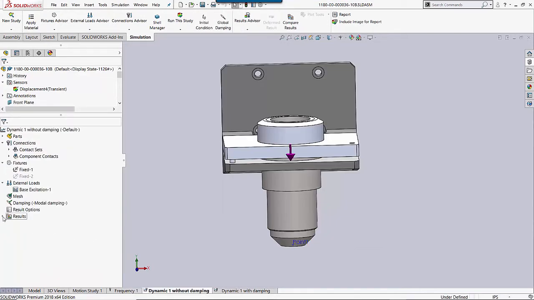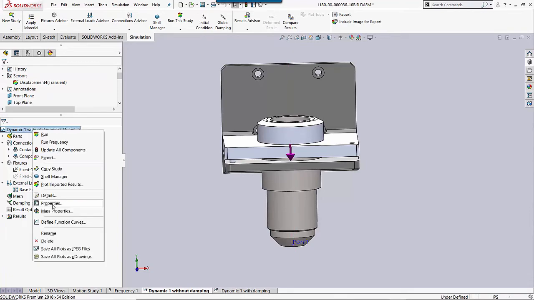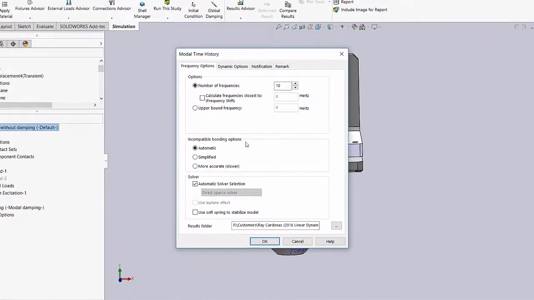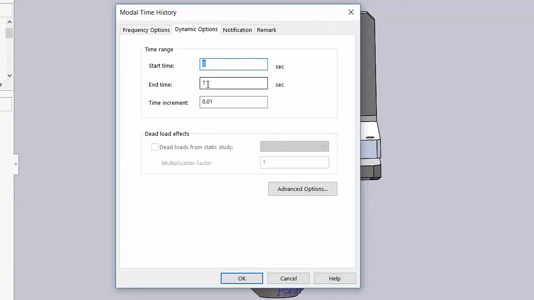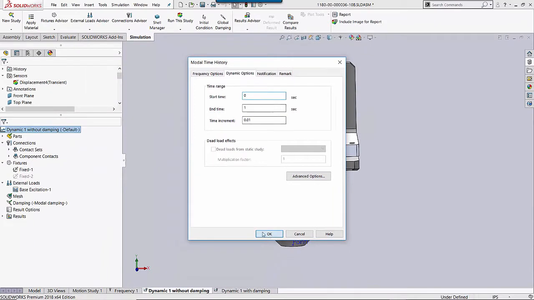So I have this study here that I've already run. In this study, we came to the study properties and put our 10 natural frequencies in there, that's all we'll need. And we came to our dynamic options and we just set the time period to 1 second and the time increment to a millisecond, which gives me 1000 time steps over that 1 second period.